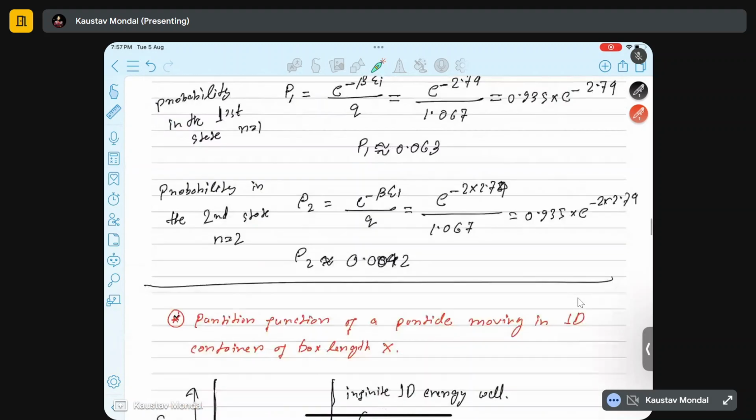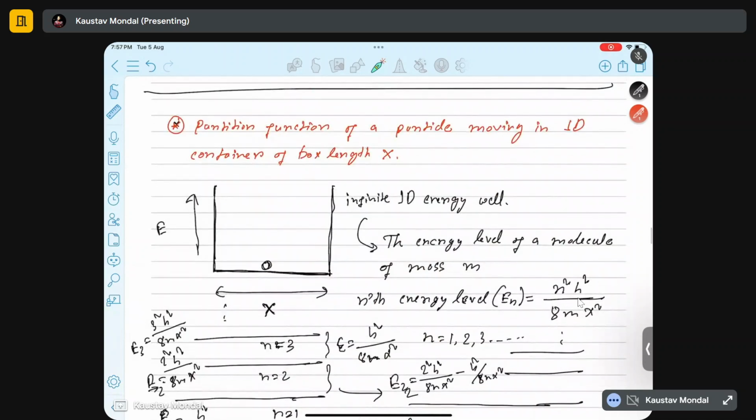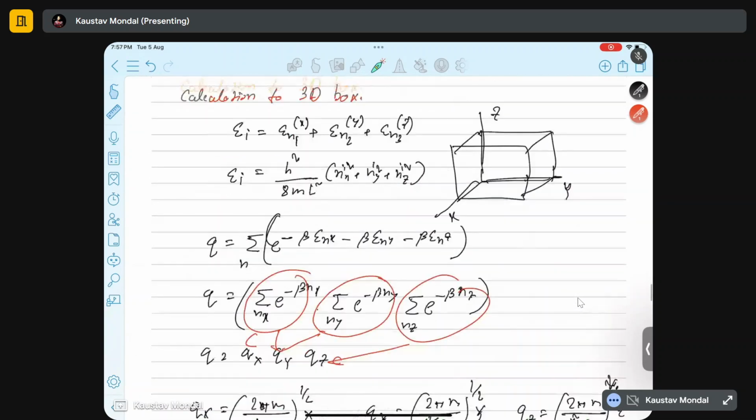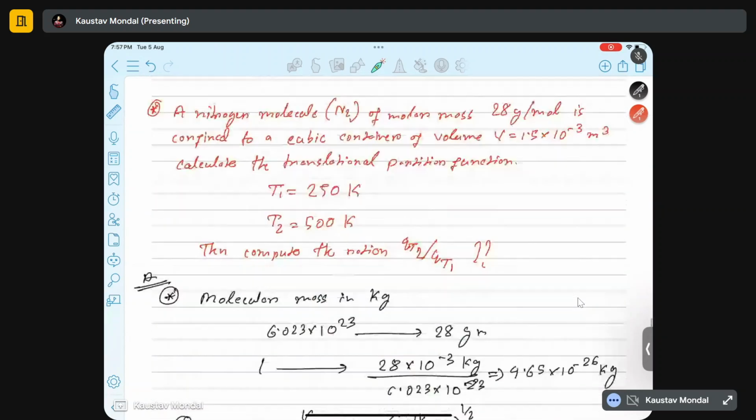Next, we have calculated the translational partition function of a particle that is moving, first for a 1D case, then for a 3D case, and we have solved the problem at different temperatures, like how we can calculate the partition function for a molecule that is moving in a 3D container. So that's it.